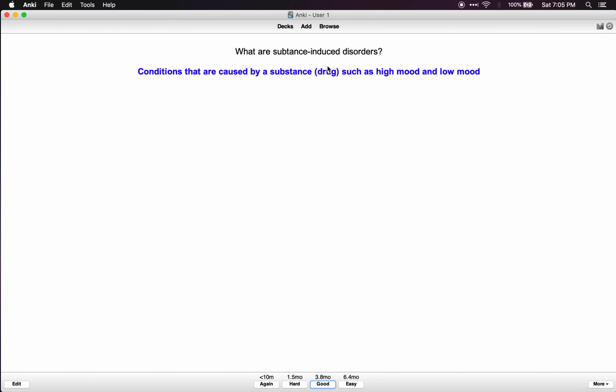Substance-induced disorders are conditions that are caused by substances, such as high mood and low. I don't really remember this. Conditions that are caused by a drug.